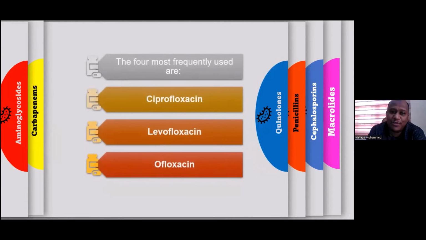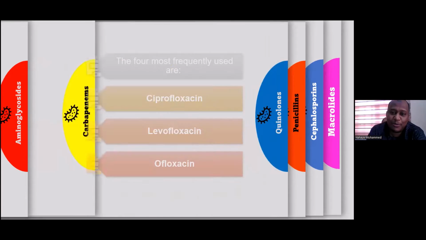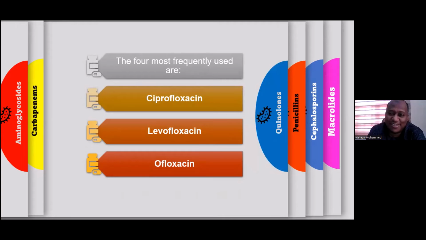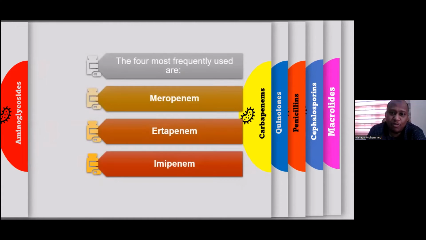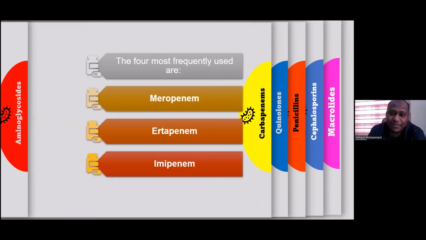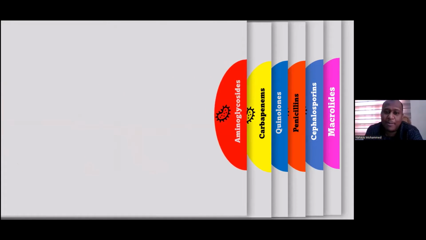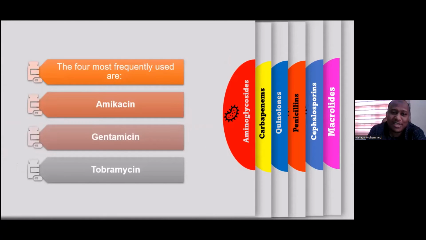For the quinolones, the most frequently used are ciprofloxacin, levofloxacin, and ofloxacin. For the carbapenems, the most frequently used are meropenem, rotapenem, and imipenem. For the aminoglycosides, the most frequently used are amikacin, gentamicin, and tobramycin.